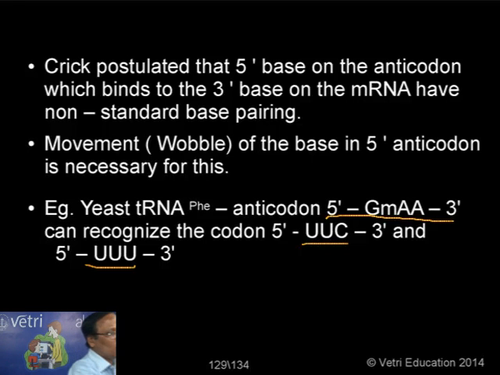You see that A normally forms a pair with U. This is what is called Watson-Crick base pairing. But it can also base pair with C. This is what is called non-Watson-Crick base pairing or non-standard base pairing. So this is away from Watson-Crick base pairing. Normally A forms a pair with U, but here A is also forming a pair with C.